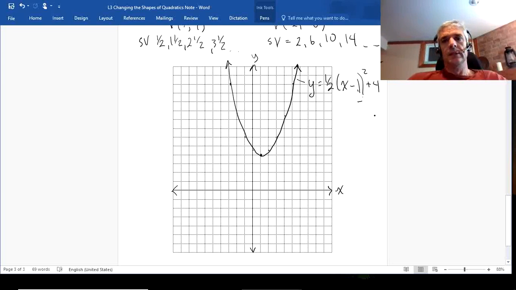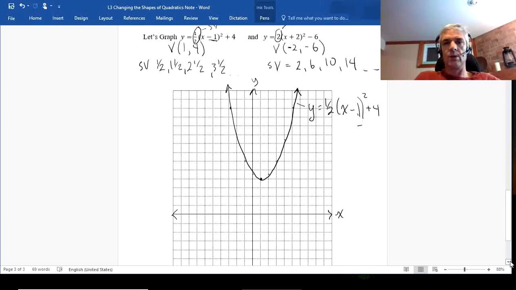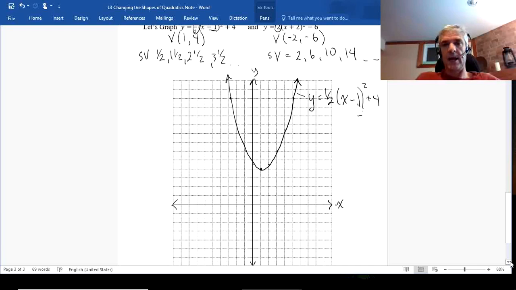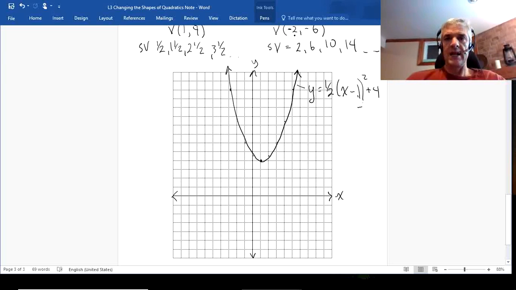Okay. And let me just double check. Did I do that right? Yes, that's correct. (x minus 1) squared over 2 plus 4. Now I'm going to go down and graph my other parabola, which is y equals 2 times (x plus 2) squared minus 6. I can still see my data there just enough to be able to do this. It works okay. So in this particular case, my vertex is minus 2, minus 6.